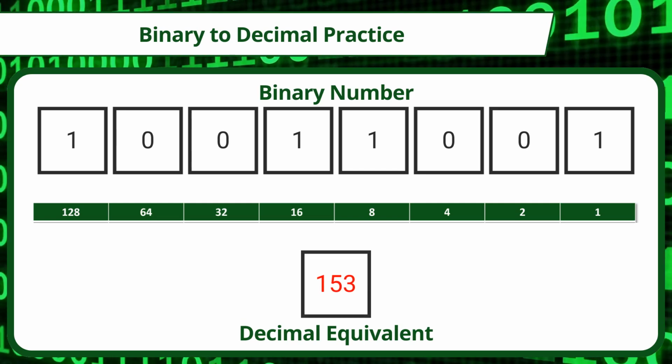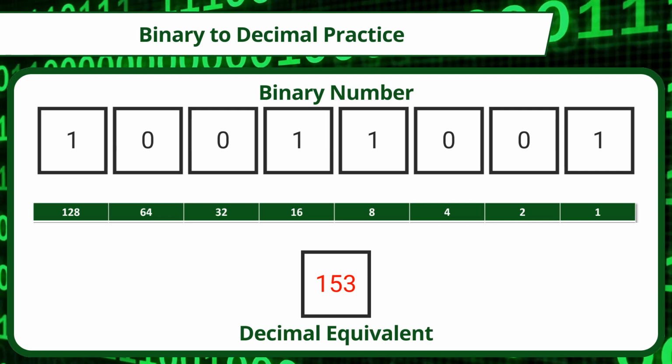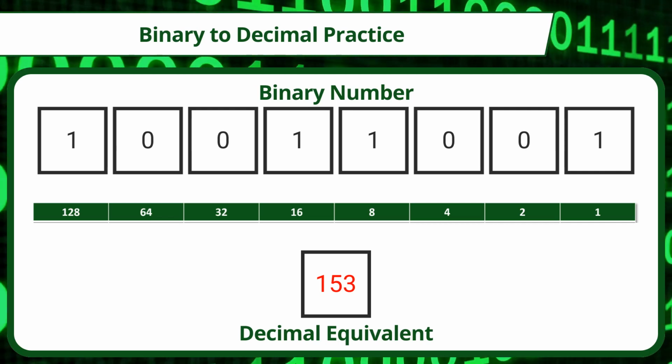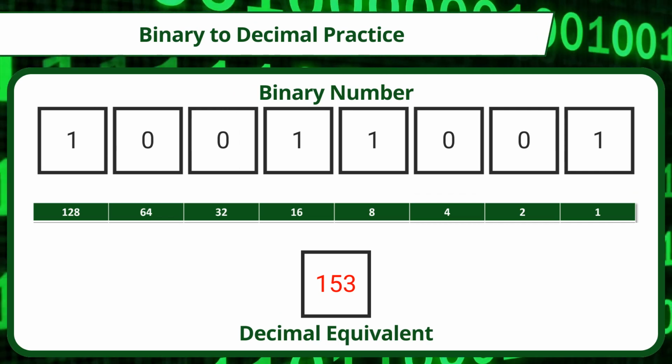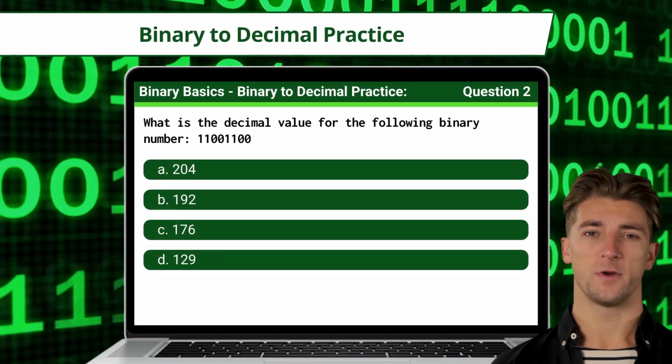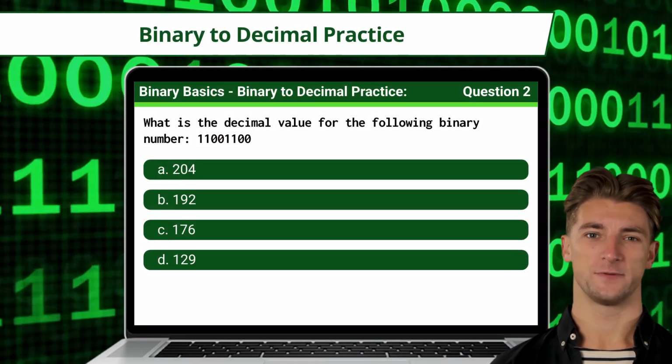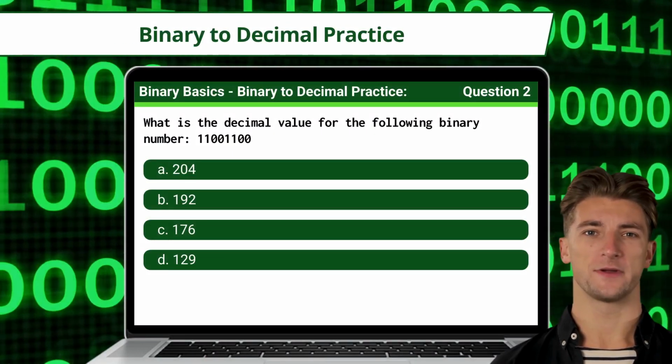So the binary number 100110001 equals 153 in decimal. Question 2. What is the decimal value for the following binary number?